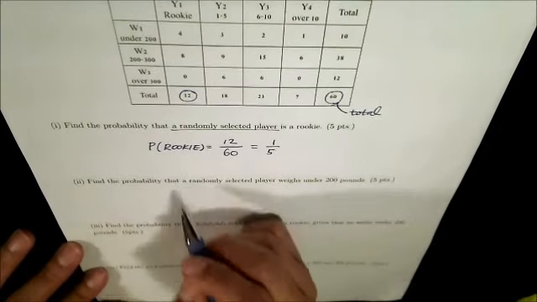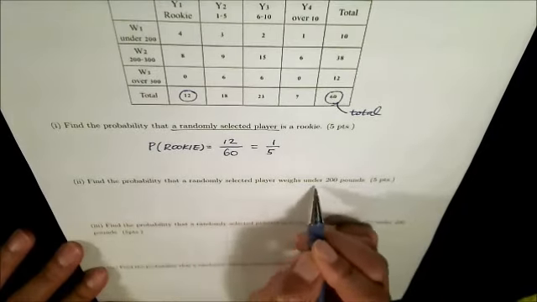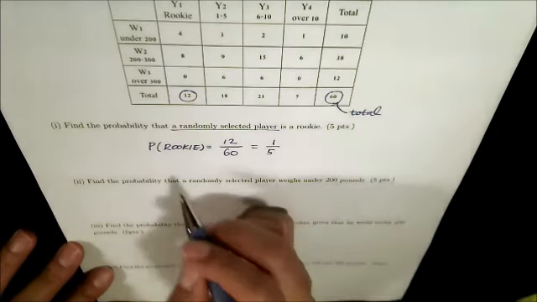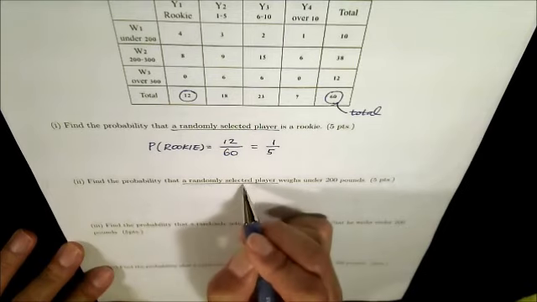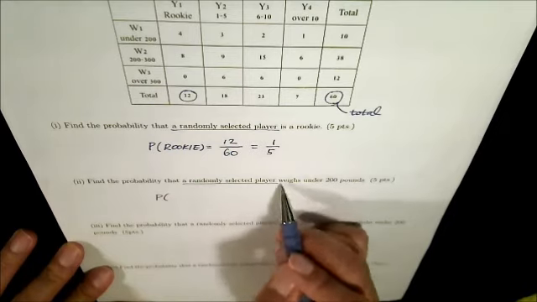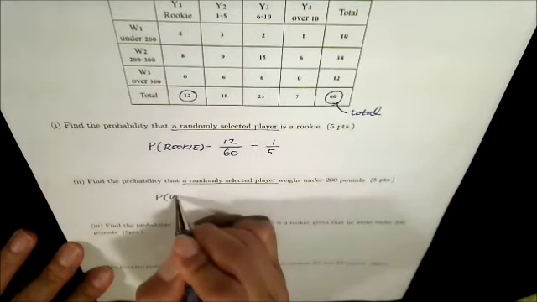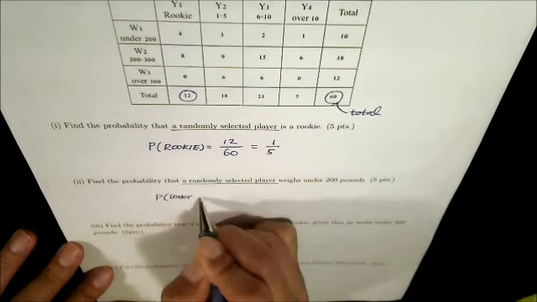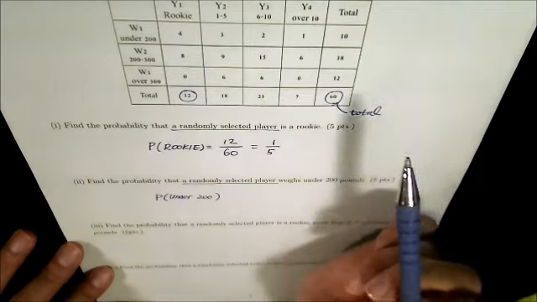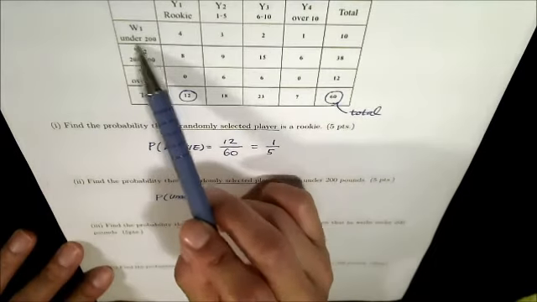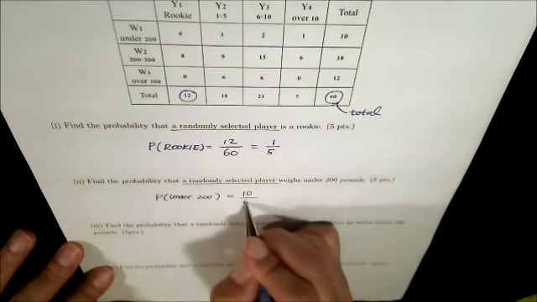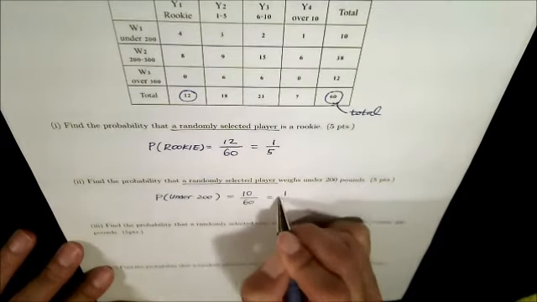Second problem, find the probability that a randomly selected player weighs under 200 pounds. Okay, let's see if there is any condition. Again, the subject is a randomly selected player. Then how many people weigh under 200 pounds? Right here, under 200 pounds, the total is 10. 10 out of how many? The total 60. You can simplify it to 1/6.